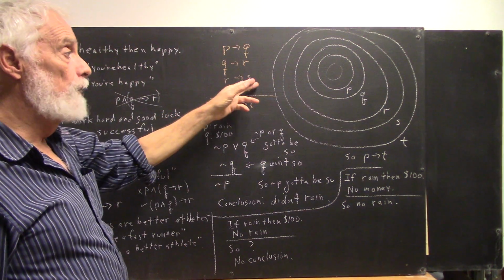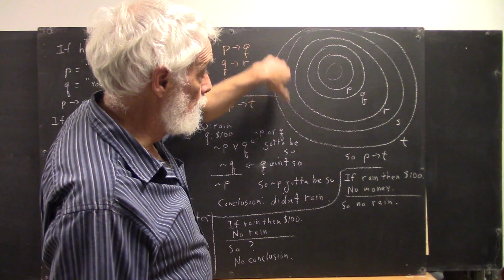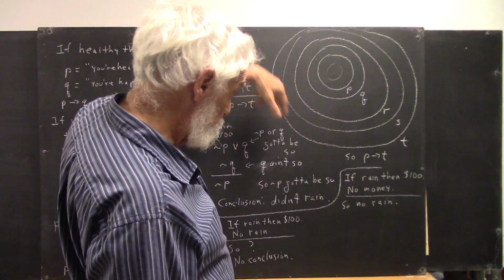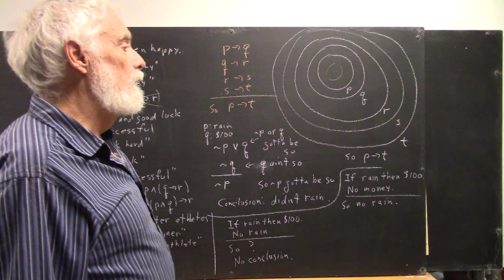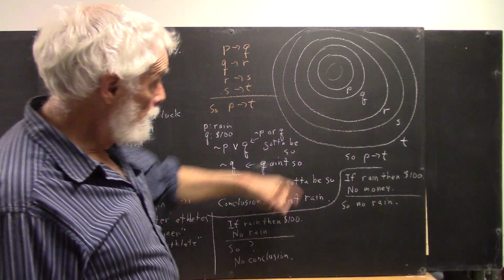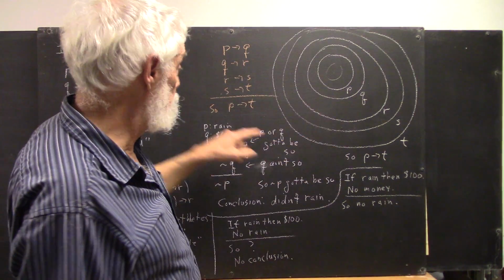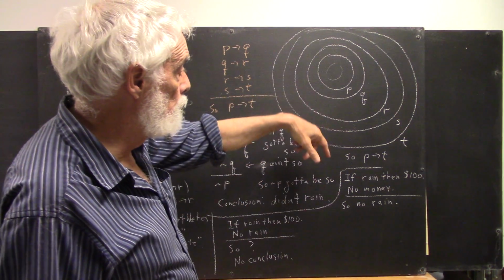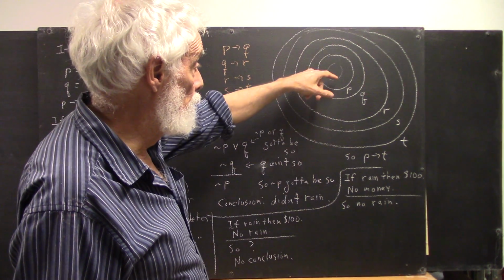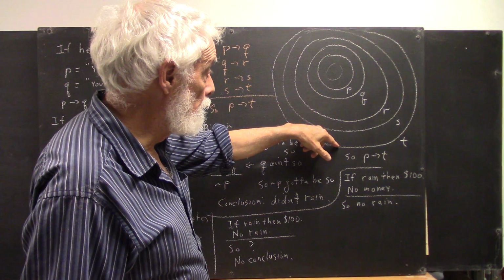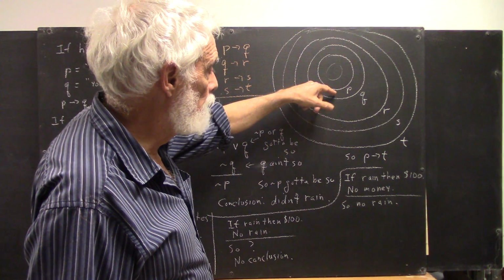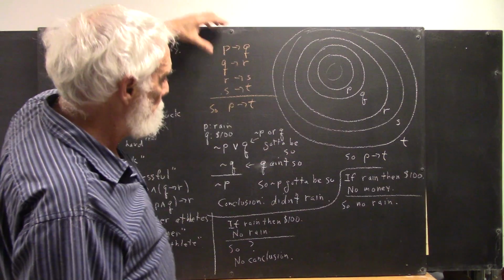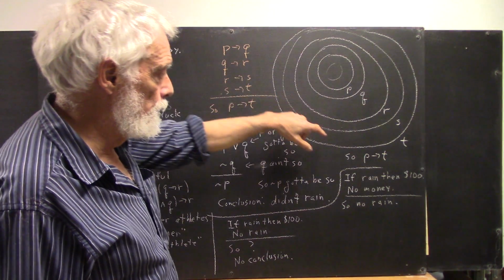And then, if it's an R, then it's an S, so that the S circle has to encompass everything in the R circle. If it's an S, then it's a T, so the T circle has to surround the S circle. If that's the case, then very clearly the P circle is inside the T circle, and you conclude if P, then T. There are many other things you could conclude. If P, then S. If P, then R. If Q, then T. Lots of things, but the biggest conclusion you can make is if P, then T.